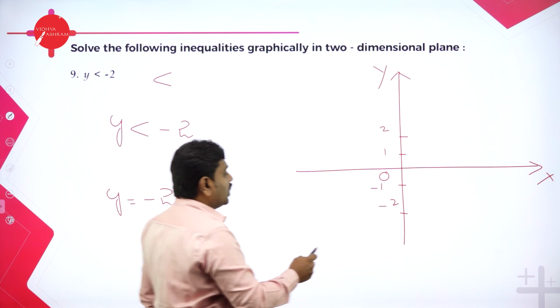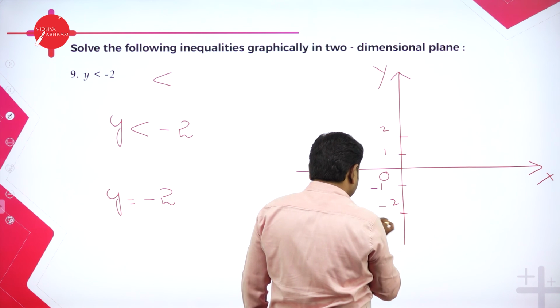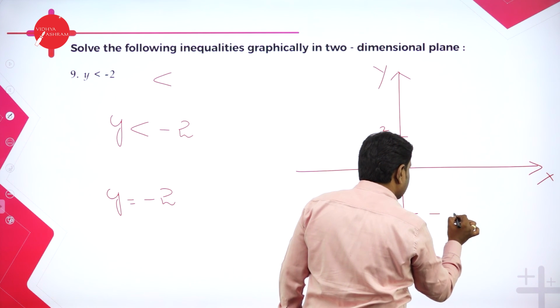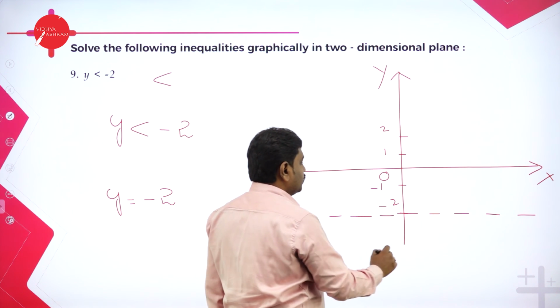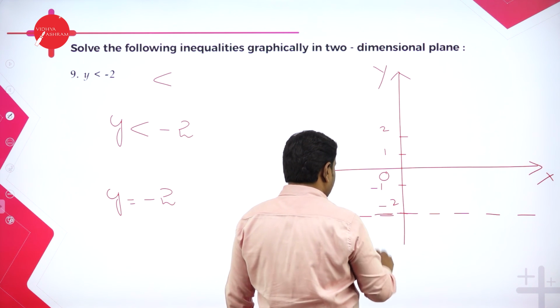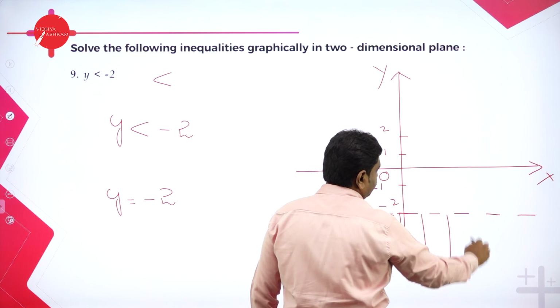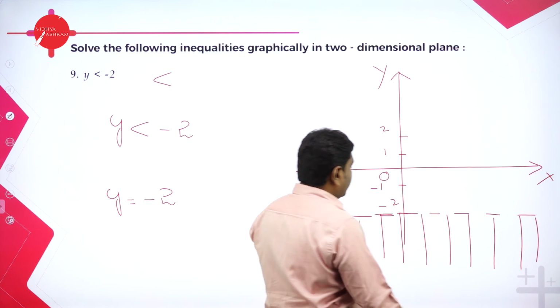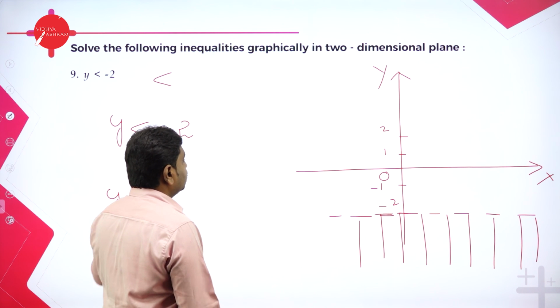We don't have equal to, so I should draw a dotted line. This is the line y is equal to -2, and strictly less than. Less than means shade below. Less than means go down. So this is the solution region. Why dotted line? Because it is strictly less than.